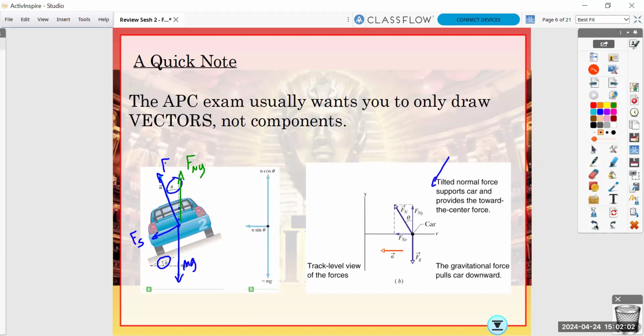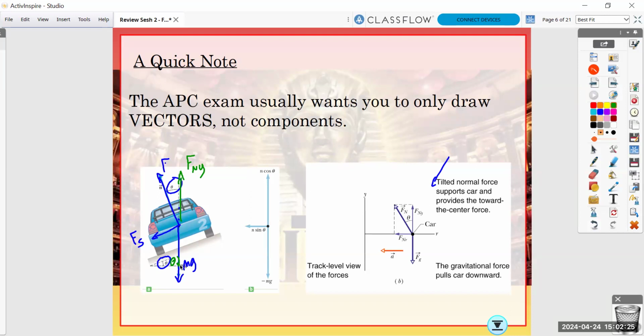Imagine reducing this angle, right? You're making that ramp flatter. As I make that ramp flatter, my normal force should get more and more vertical, right? Which means that the y component of that normal force should get bigger, right? Which trig function gets big when the angle gets small?